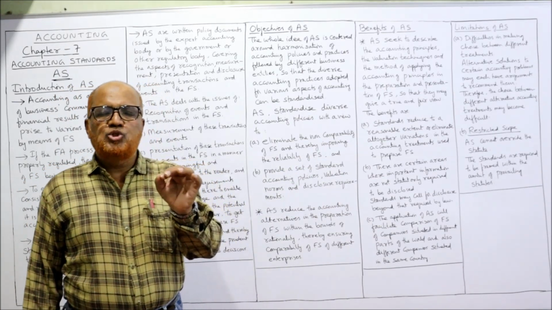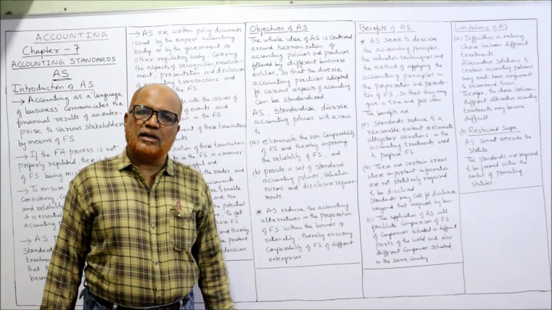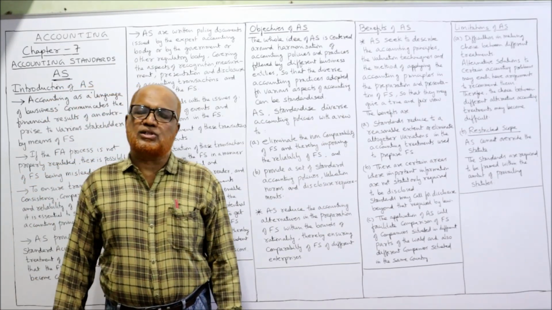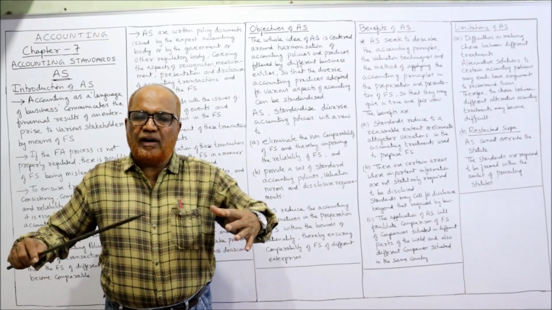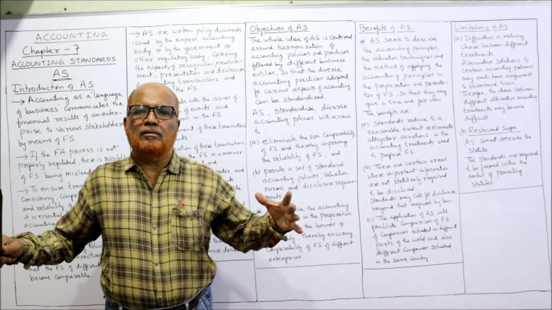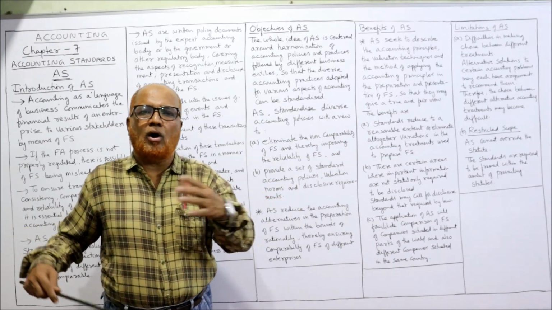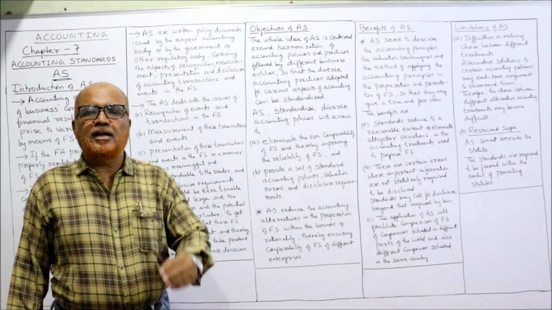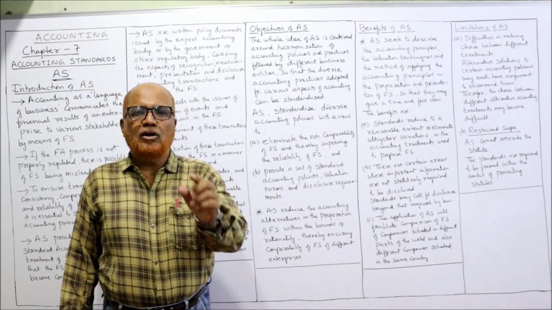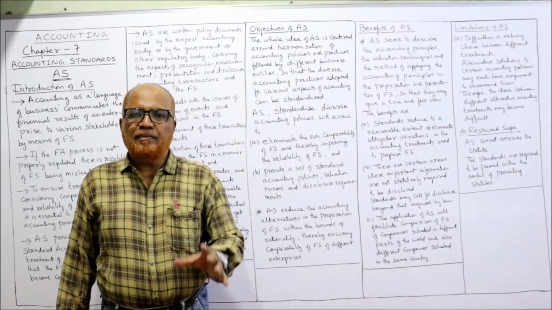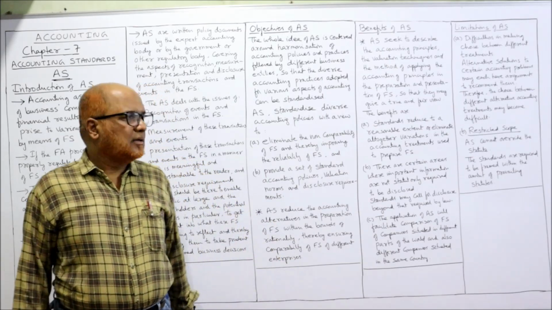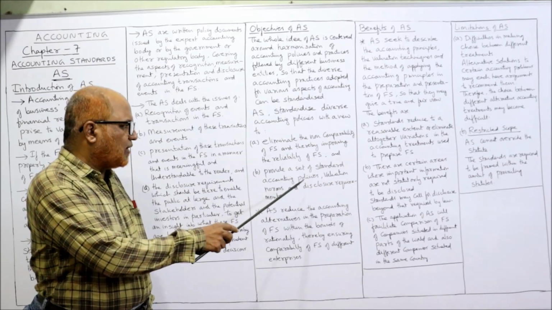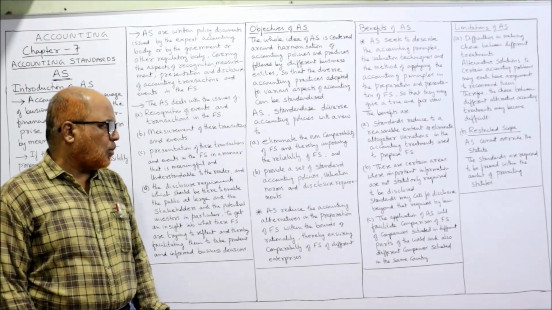The main objective of this accounting standard is to eliminate the non-comparability of financial statements. If different accounting policies are followed, we cannot compare; that is non-comparability. So the objective of this accounting standard is to eliminate that non-comparability. In that case, it will become comparable. So provide a set of accounting standard policies, valuation norms and disclosure requirements.